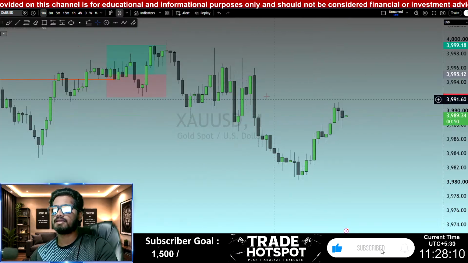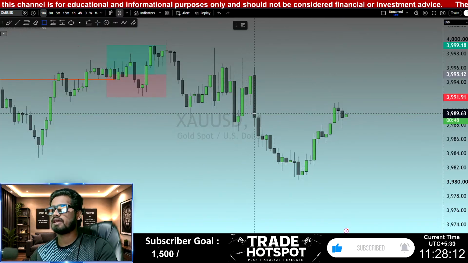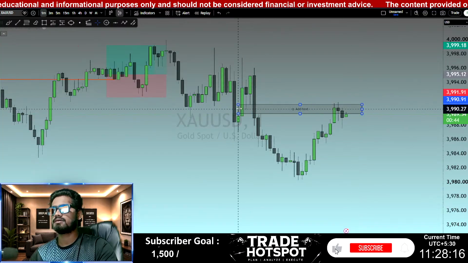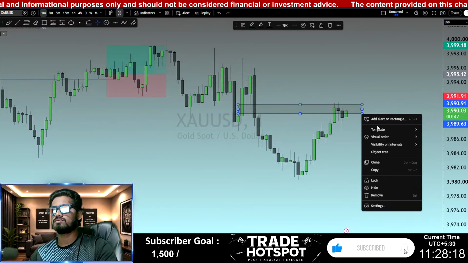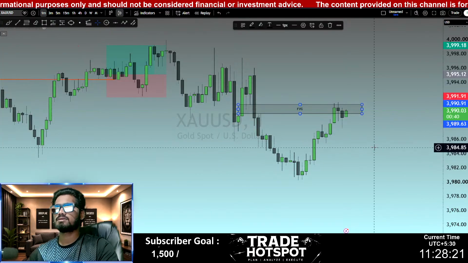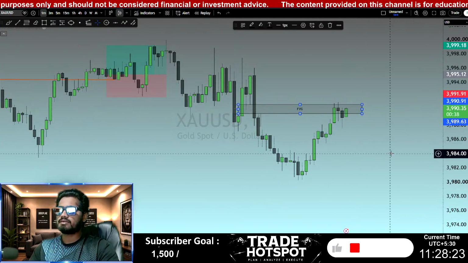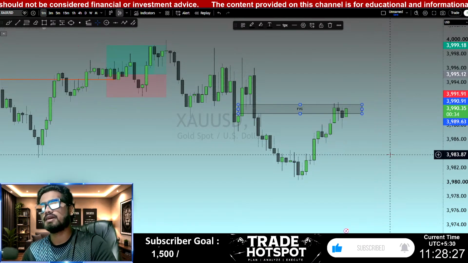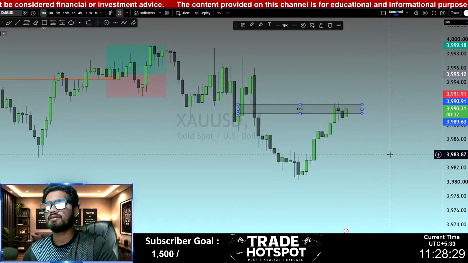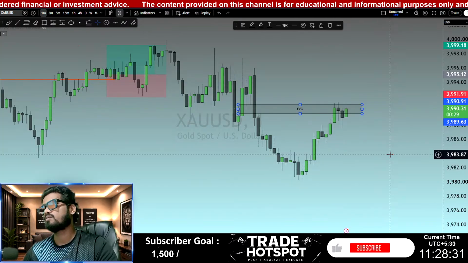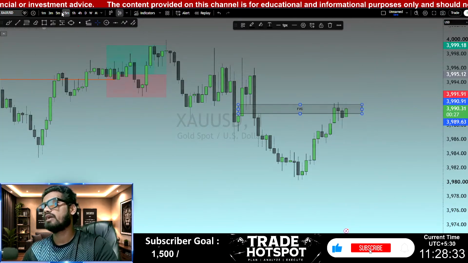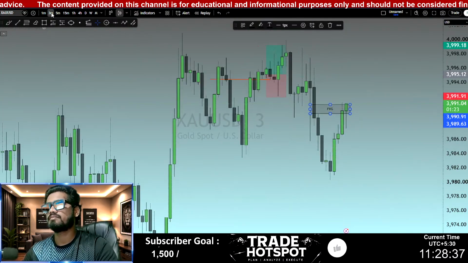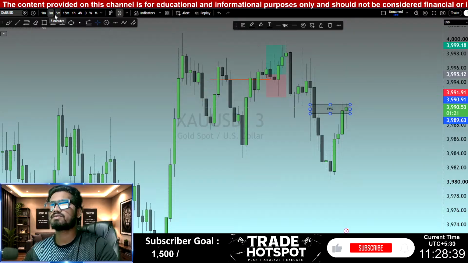The right area, I know, like we have already marked a fair value gap here in this area, right? So it's struggling here, but it's not strong confirmation. So because of that, I have not entered. I'm waiting for one more confirmation on 5-minute or 3-minute time frame.